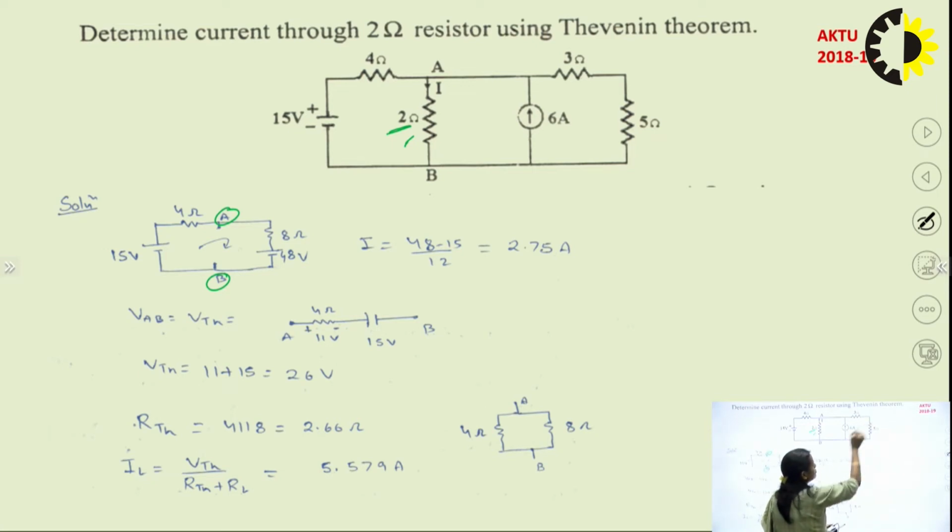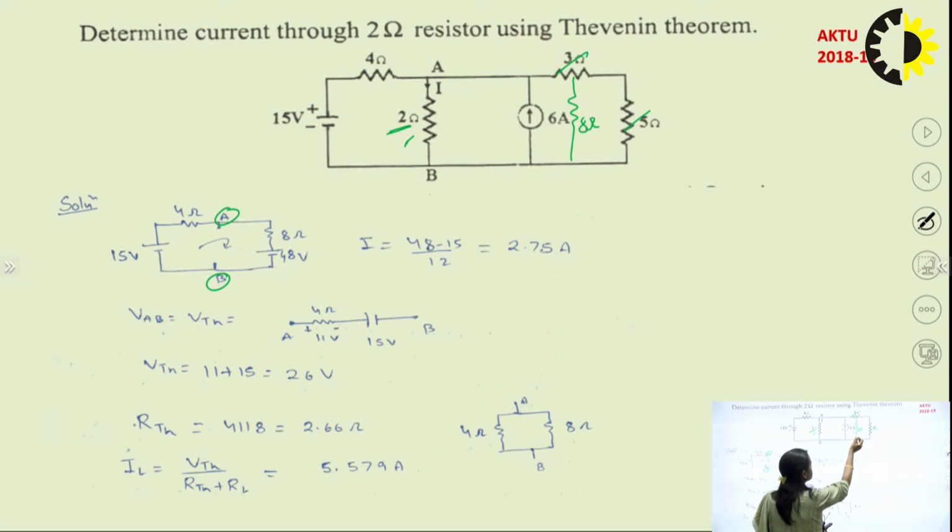What you can do, this 3 and 5, you can see they are in series, right? So if you add them, this will become 8 ohm, and if you solve this, this resistance will come like this, and the value will be 8 ohm, right? So you have combined this.